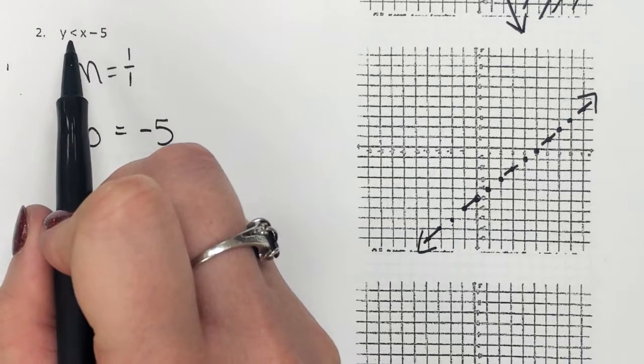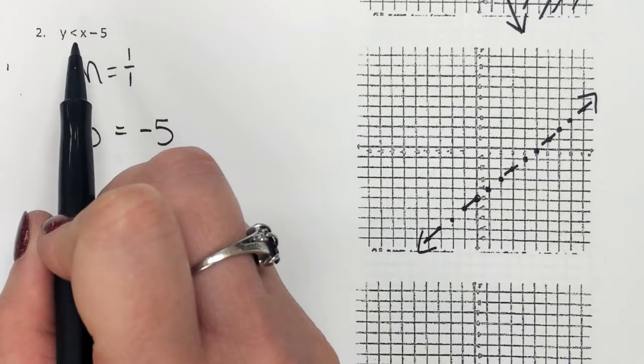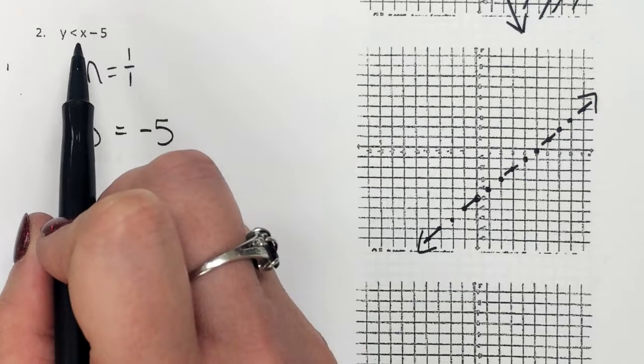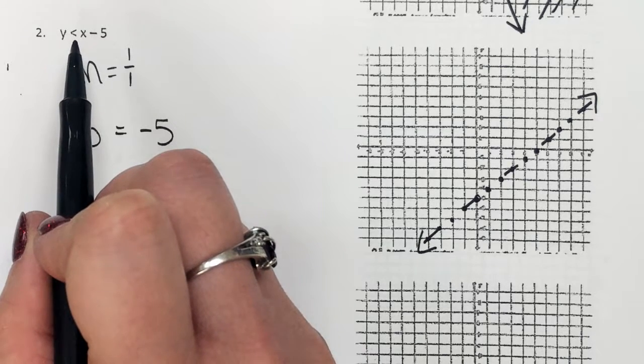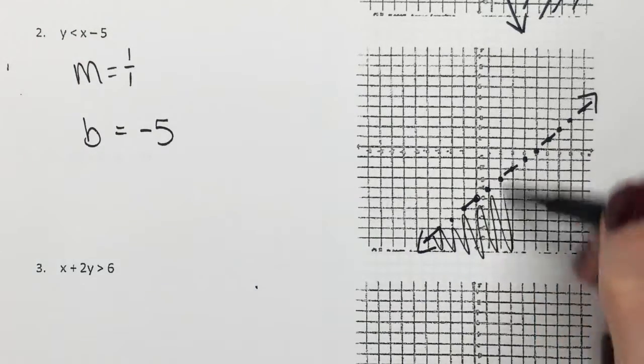Alright, and it says y less than. Y's are up and down, not left and right. They're up and down. So where do your y's get less than? On the bottom, so you're going to shade below that line.